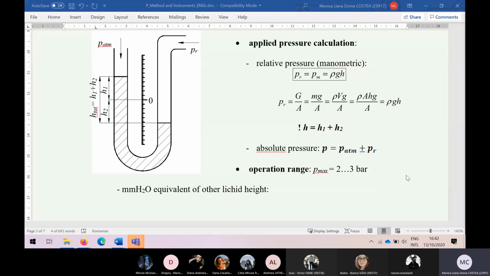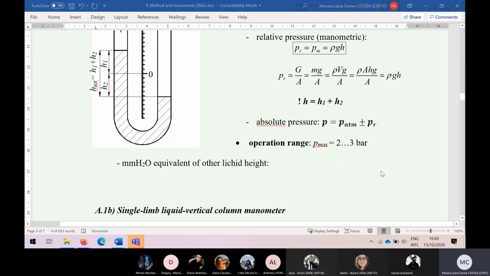The main disadvantage is that the operation range stops at around 3 bar maximum, because the branches need very long lengths, and the instruments become fragile and difficult to handle. Now, let me ask you, and this remains for you to complete, and could be a question for the lab exam.